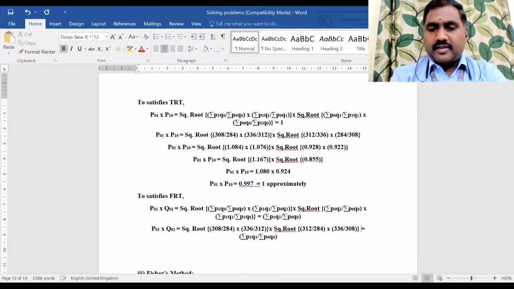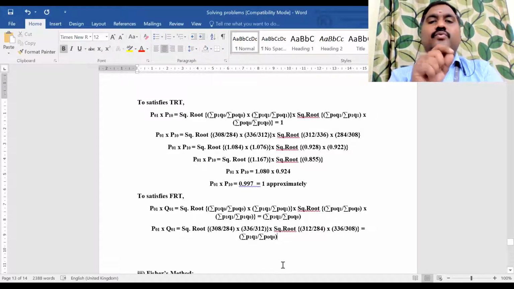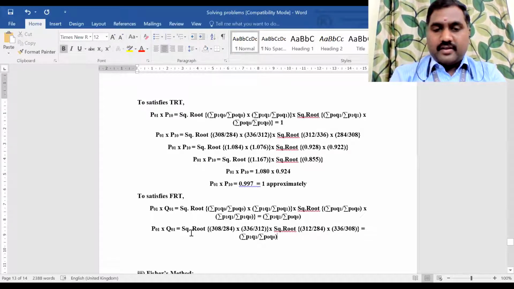Now this should be equal to summation P1 Q1 divided by summation P0 Q0. That means you can see the value here. What is the value of summation P1 Q1? 336, and P0 Q0 is 284. That means we need to prove that the left hand side should be equal to 336 divided by 284. Okay, now I'll copy this.